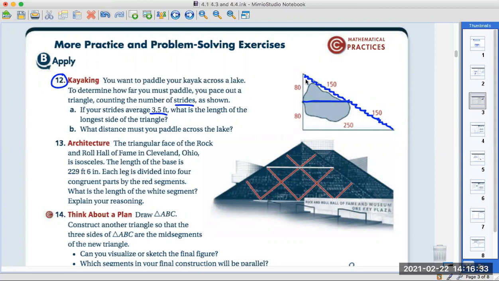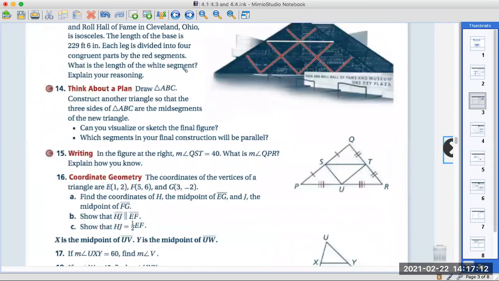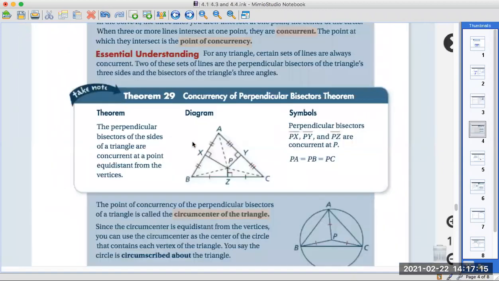Okay, so here's the clue. These are strides. This is feet. And then, oh, here it is. What is the length of the longest side of the triangle? So you want this length in feet. And then you have to find the distance you must paddle across the lake. So then you find this distance. So two-part questions in feet. Okay, so change your strides to feet for both answers. Okay, that's the question for this lesson. And then we're moving on. Let's see, I think that's it. Yep. We're moving on to lesson 4.3.